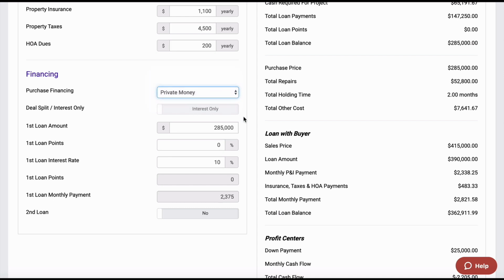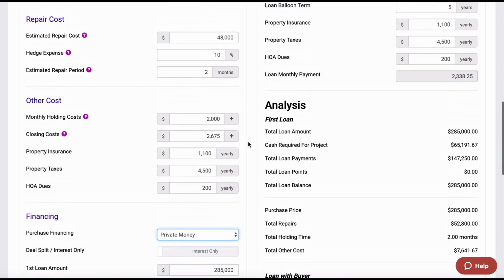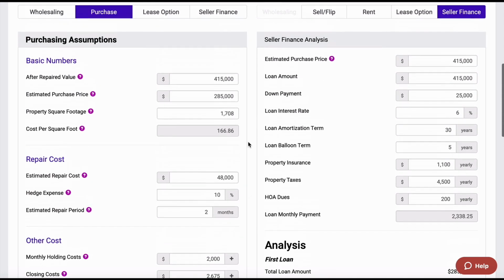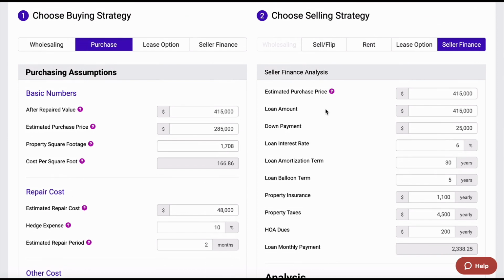So the first loan amount, I'm going to get the full amount on this at 285. I have 0 points. First loan interest rate at 10%, and that's going to give me my loan payment. Now, again, depending on your investor that's giving you private money or how you're financing it, obviously these numbers are going to change just a little bit. Now on the selling side, I'm going to scroll back to the top and let's look at the seller finance.